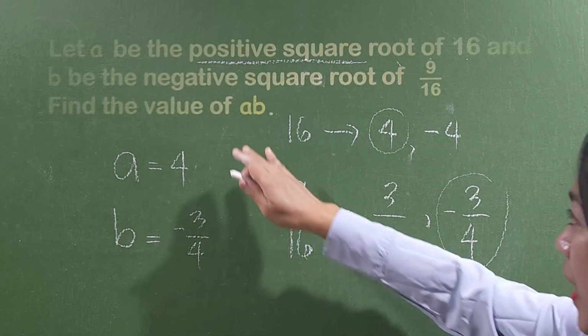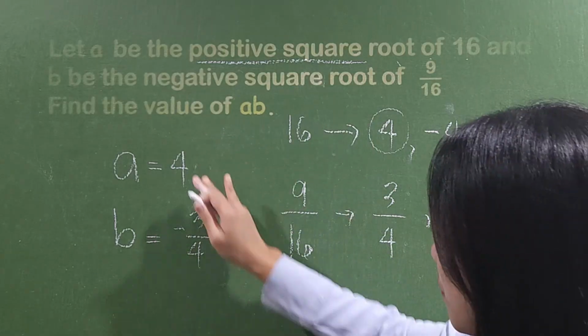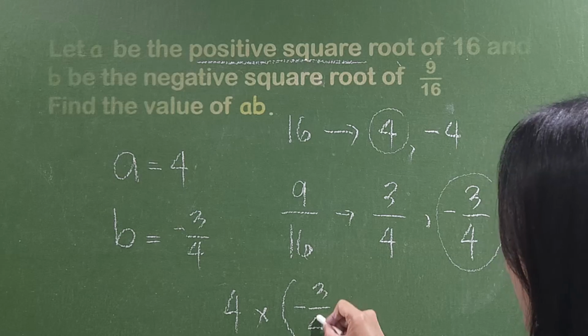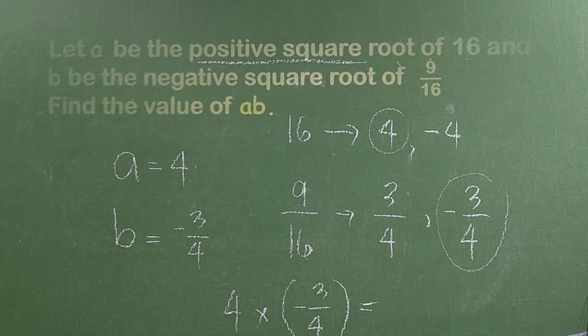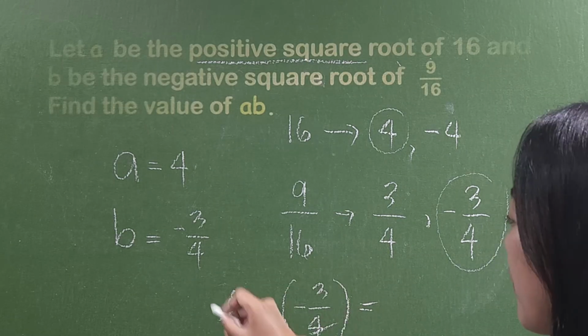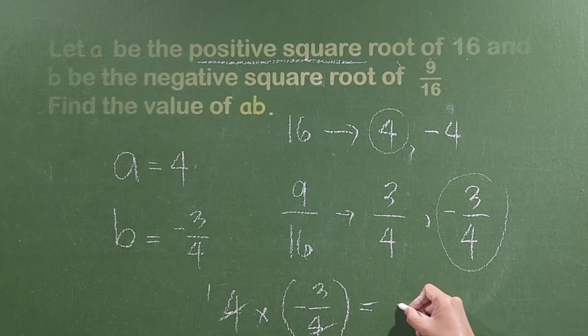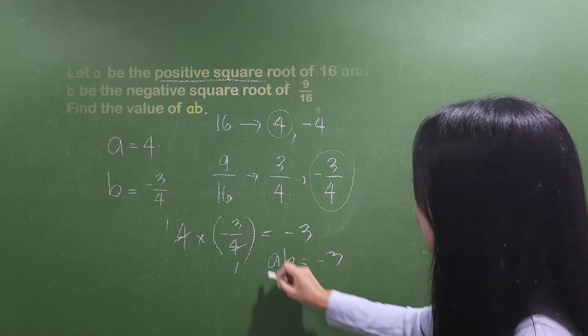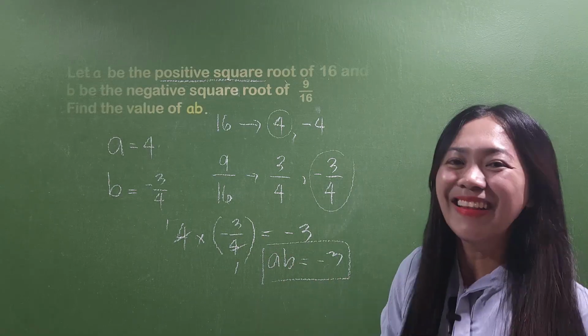Now let's find the value of AB. So A times B would be 4 times negative 3 over 4. And this is equal to negative 3. So AB is equal to negative 3.